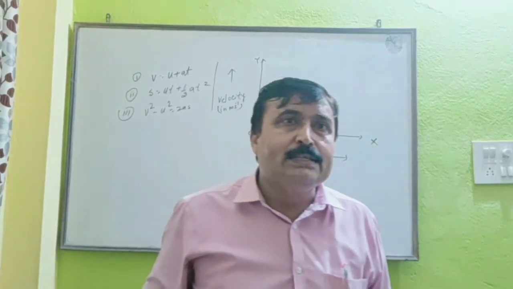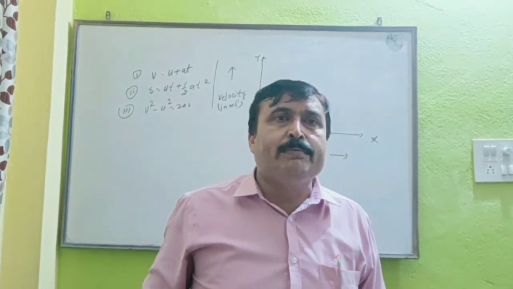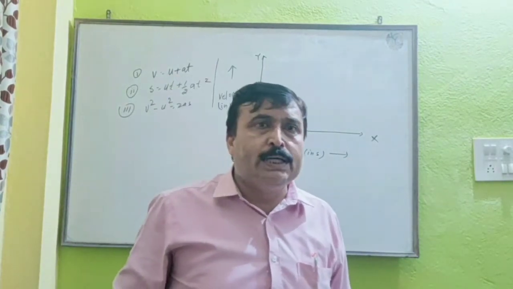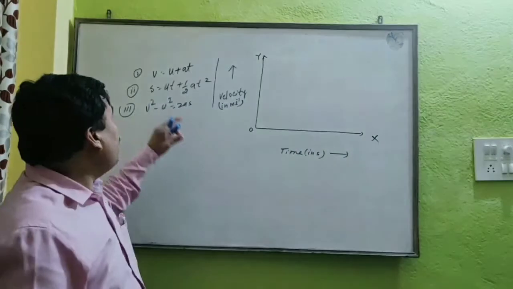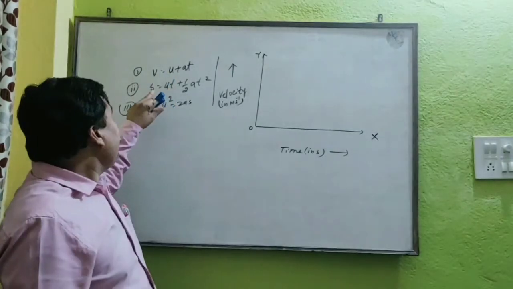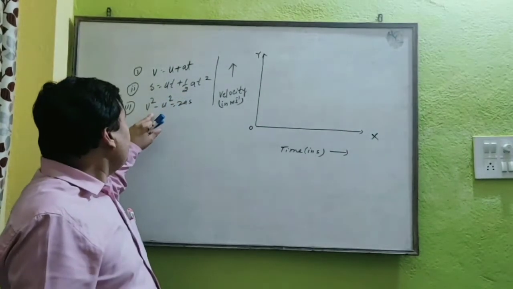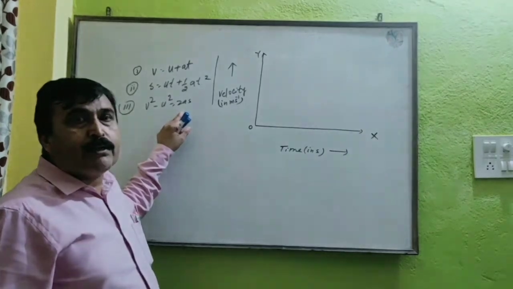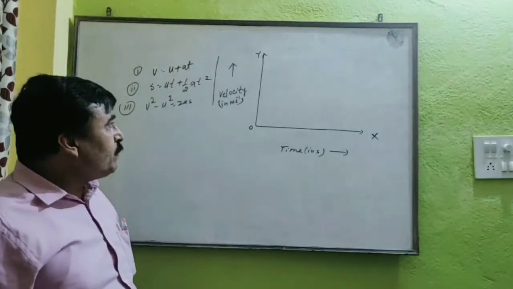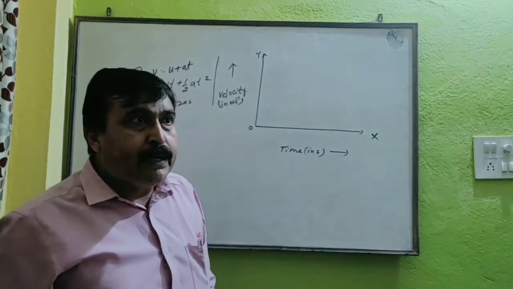Hello students, to describe uniformly accelerated motion of a body, we will derive three equations of motion, and they are v equal to u plus at, s equal to ut plus half at square, and v square minus u square equal to 2as. These equations of motion are derived by the graphical method.